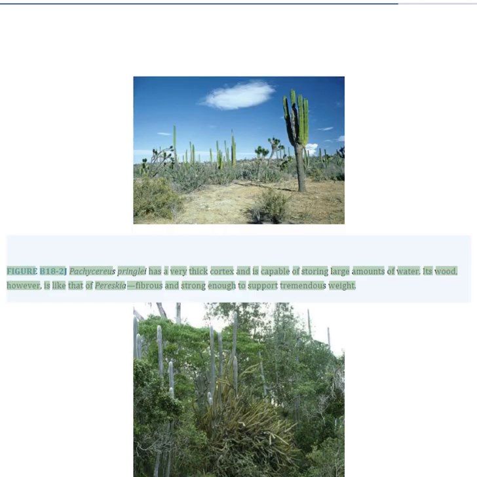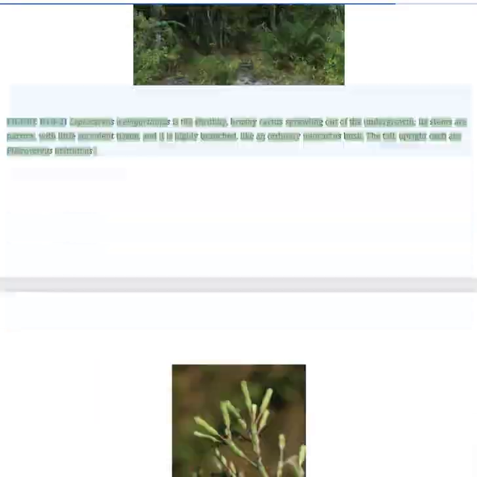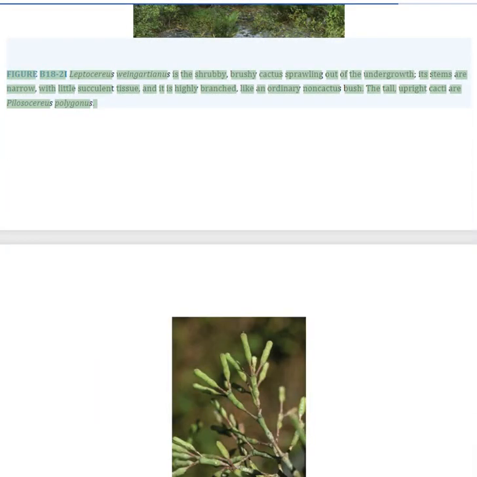Figure B18-2J: Pachycereus pringlei has a very thick cortex and is capable of storing large amounts of water. Its wood, however, is like that of Pereskia, fibrous and strong enough to support tremendous weight. Figure B18-2I: Leptocereus weingartianus is a shrubby, brushy cactus sprawling out of the undergrowth. Its stems are narrow, with little succulent tissue, and it is highly branched, like an ordinary non-cactus bush. The tall, upright cacti are Pilosocereus polygonus.